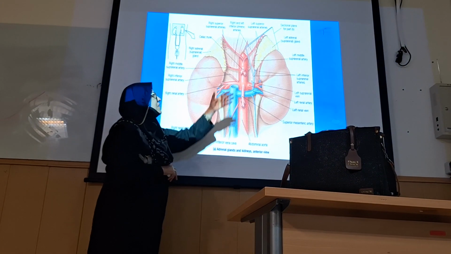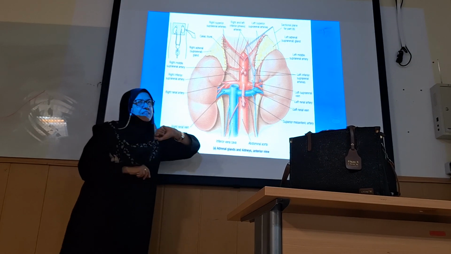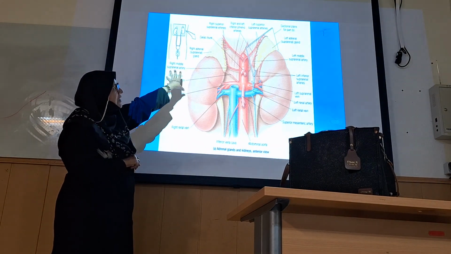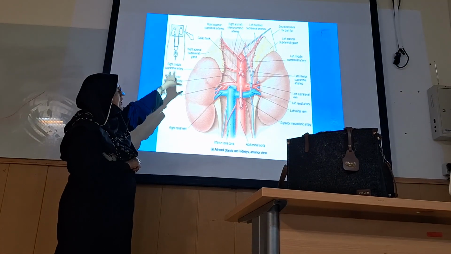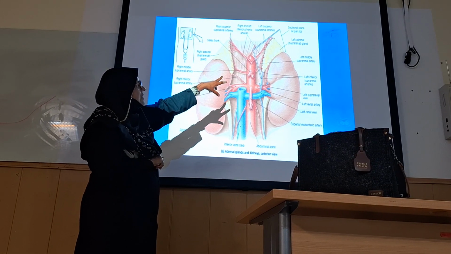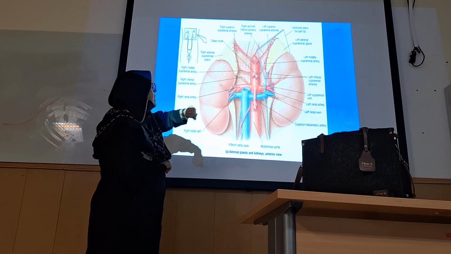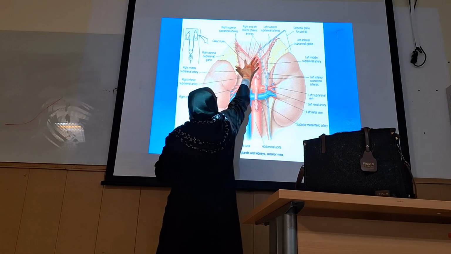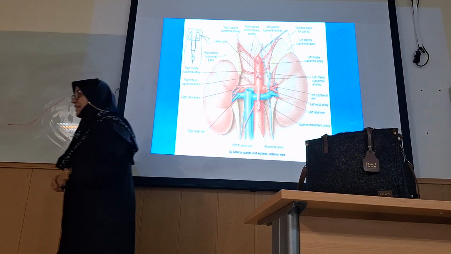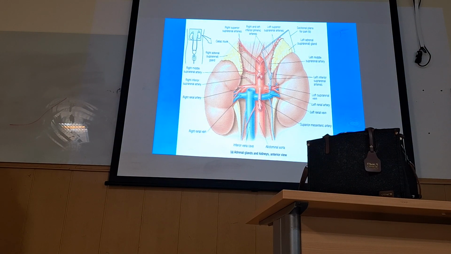The slide shows the adrenal glands, the left adrenal gland and the right adrenal gland. In this slide you see the arterial supply of the adrenal glands: the left and right superior suprarenal arteries. These arteries supply the adrenal glands. Adrenal glands secrete important hormones.